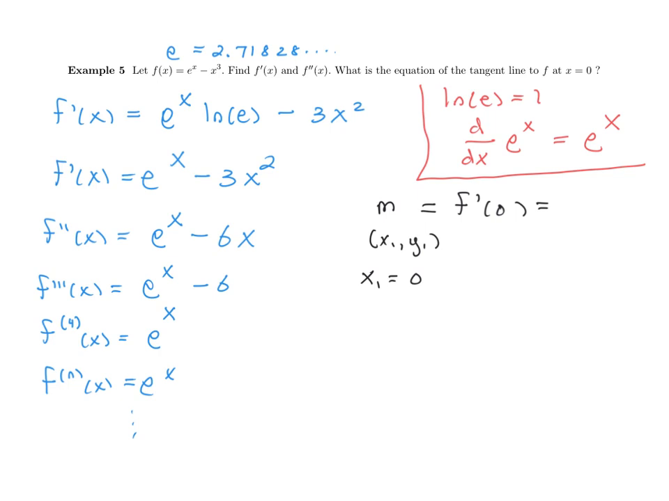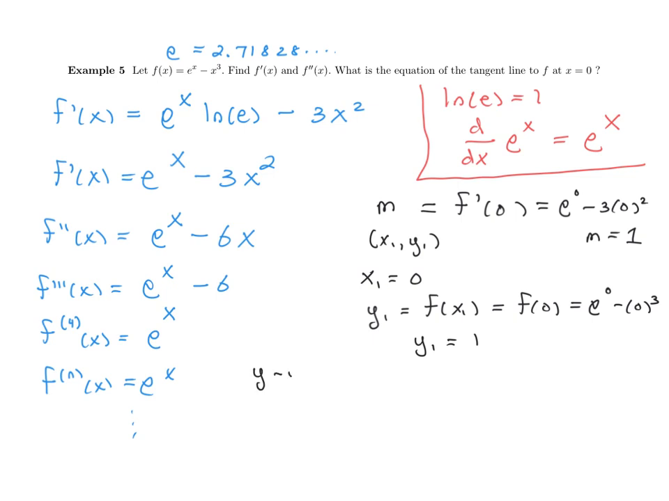Well, we have a formula for the derivative at 0: e to the 0 minus 3 times 0 squared. So that's e to the 0 minus 3 times 0 squared, and that's just equal to 1. All right, now what about y1? That's the value of the function at x1, which is f of 0. So that's going to this thing and putting 0 into the x's. That's e to the 0 minus 0 cubed, and y1 is also 1.